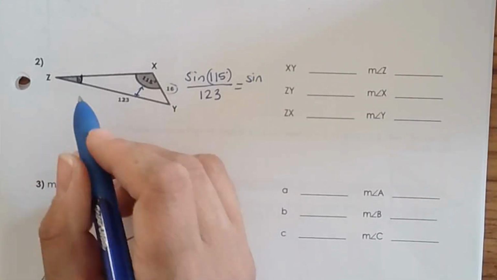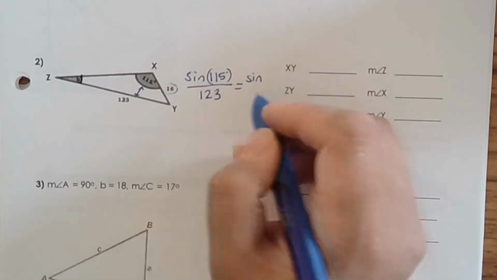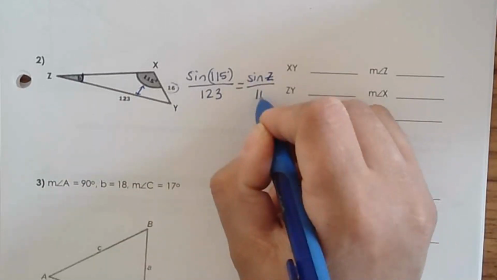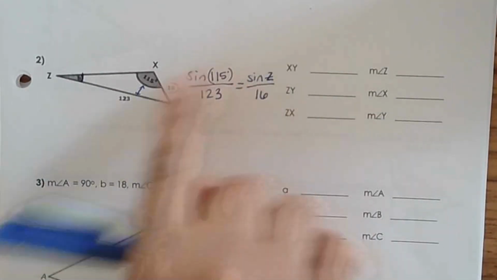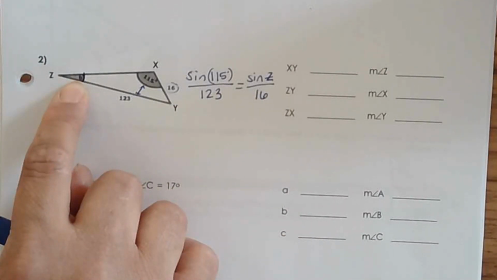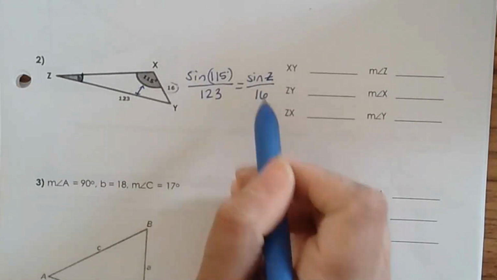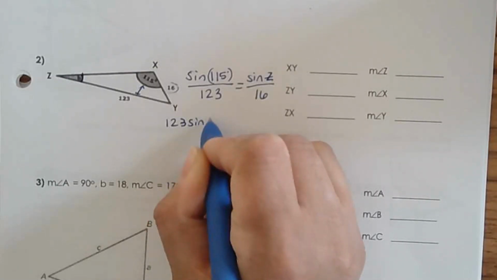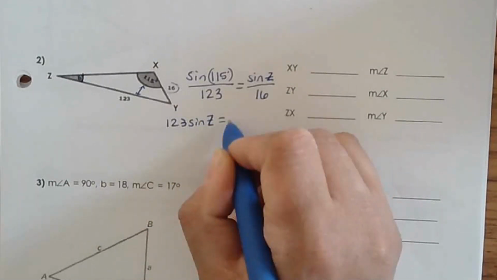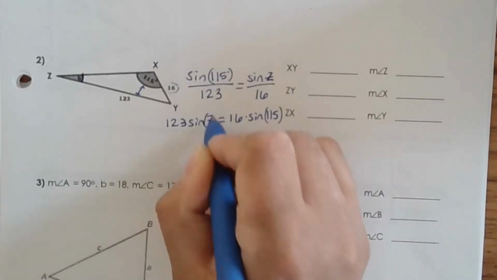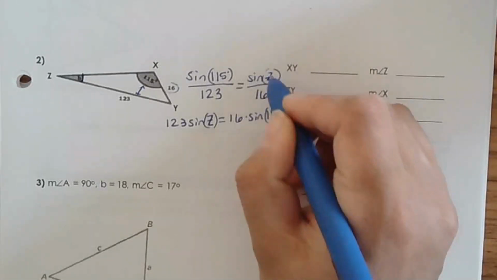We're going to find that eventually, and I'll call it Z, and we're going to divide it by the side across from it, which is 16. This is what we have to use law of sines for this time to help us find this angle. So here's what this looks like. I'm still cross multiplying, so I would do 123 sine of Z is equal to 16 sine of 115. And you could put Z in parentheses if you want, and you don't have to if you don't want to.